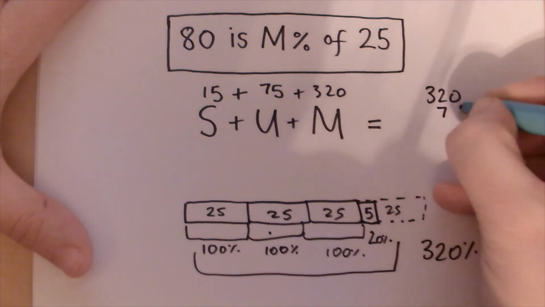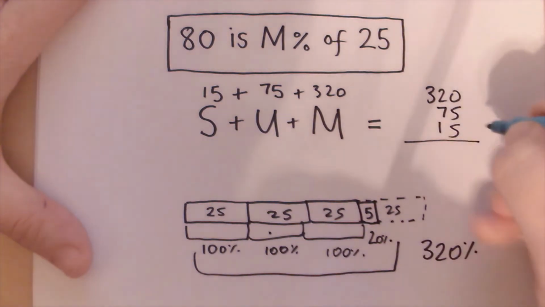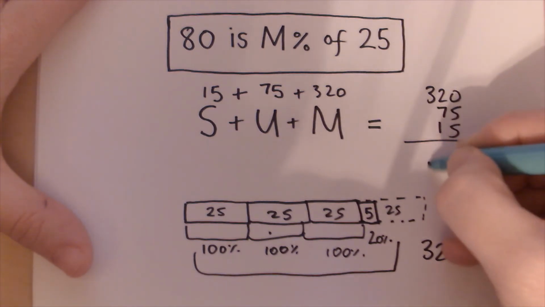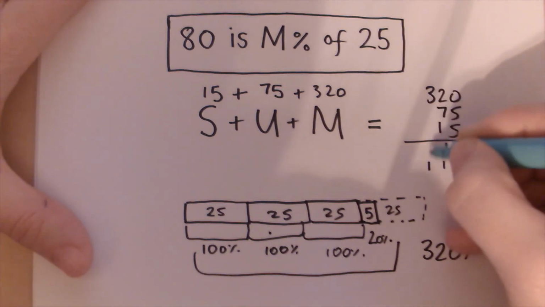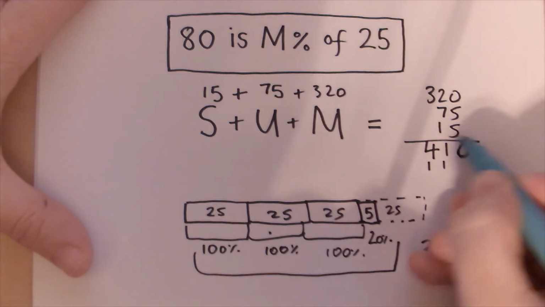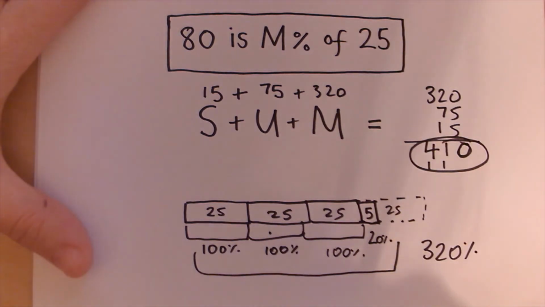320, 75 and 15. 5 add 5 is 10, 7, 8, 9, 10, 11. 3 and 1 is 4. So altogether the answer is 410.